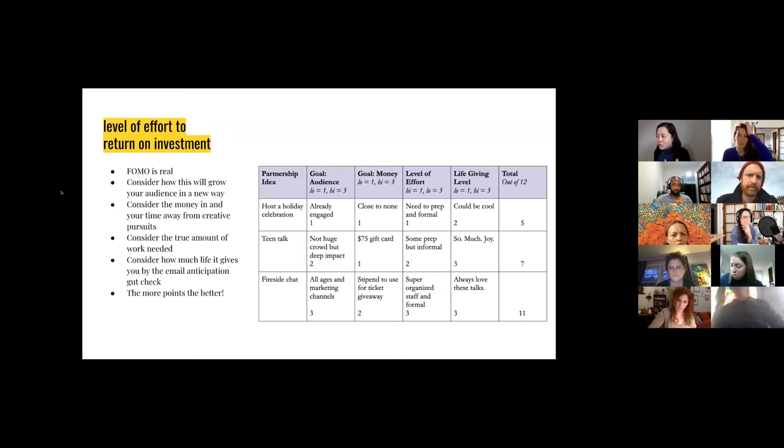What is this partnership going to do for you? Will it grow your audience in a new way? Will it bring in a certain type of money and the level of money that you're needing? How much new time is needed? Is there a lot of project management with the folks so that you can organize something really cool, and it's going to require a lot of time, especially around fundraisers, for example? It takes time. So think about the true amount of time needed.